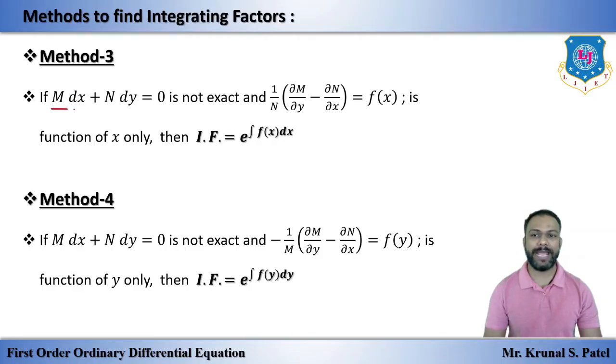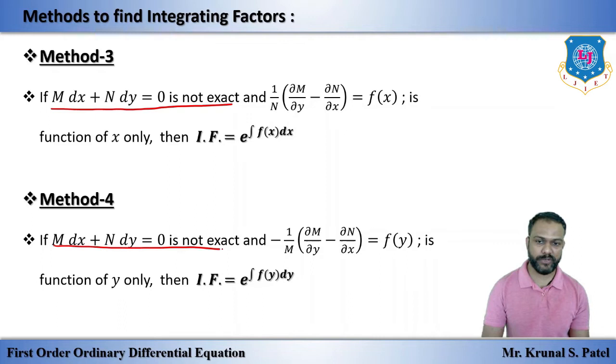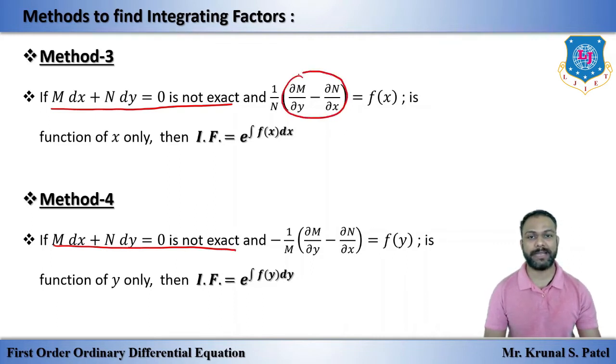That means if M dx plus N dy equals 0 is not exact. Now we will find del M by del y minus del N by del x. Okay, till this step all are equal.